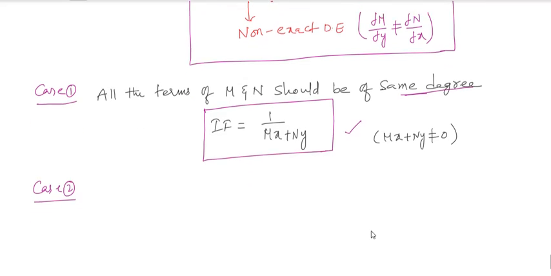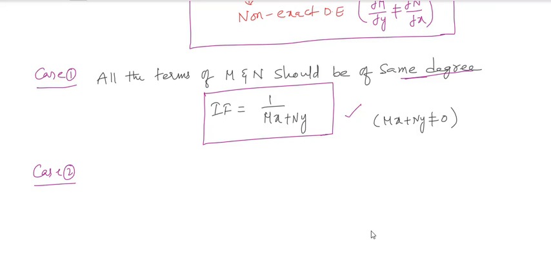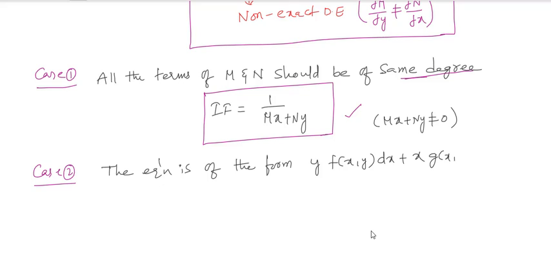Next, case 2. In case 2, the equation is of the form y into f of x comma y into dx plus x into g of x comma y dy, equivalent to 0. Then my integrating factor will be 1 by Mx minus Ny, provided that Mx minus Ny should not be equivalent to 0. So this is another factor.